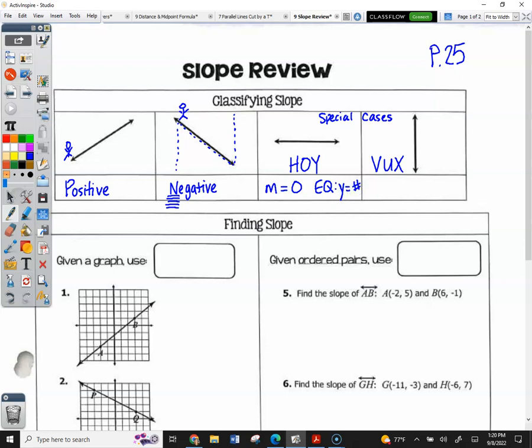EQ stands for the equation. This is how you know when you have a horizontal line. It'll be y equals, and it's wherever it's crossing the y-axis. V is a vertical line, has an undefined slope, and the equation is x equals a number. So the slope is undefined, and the equation is x equals some number.